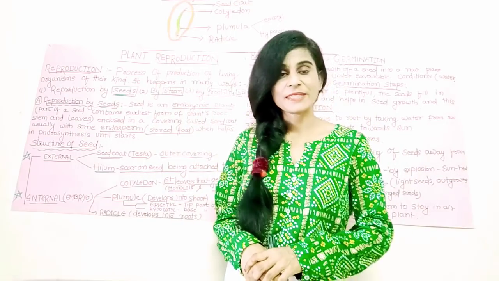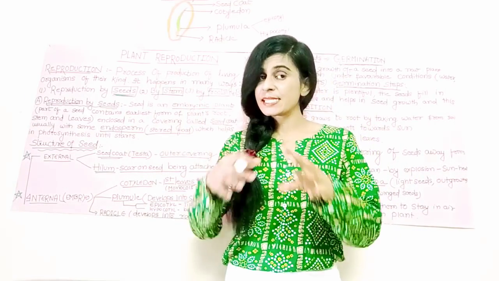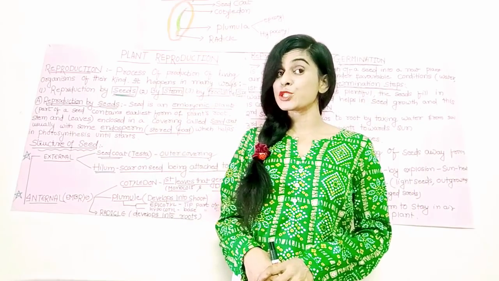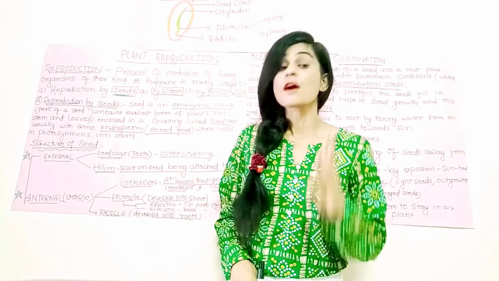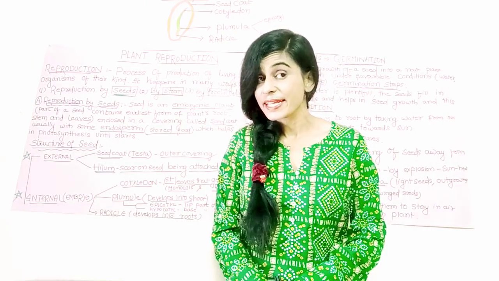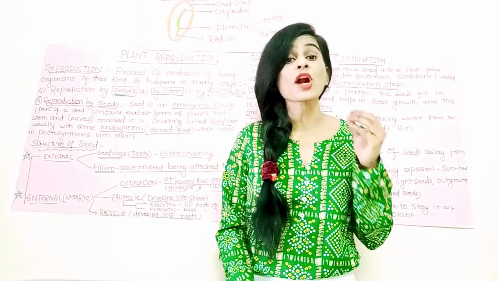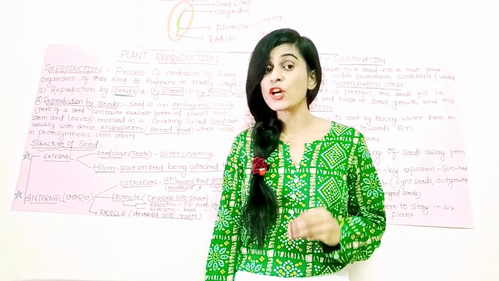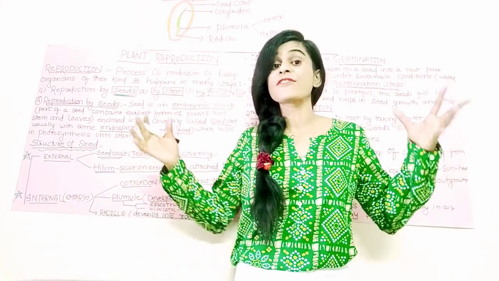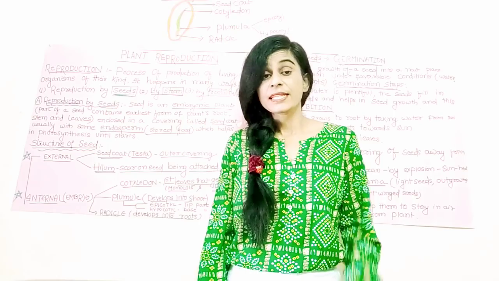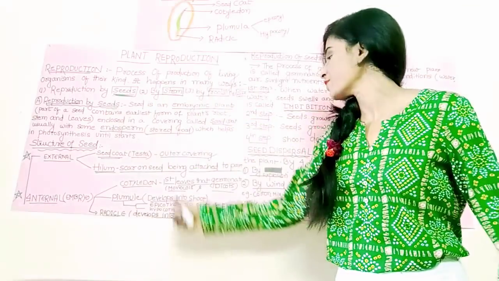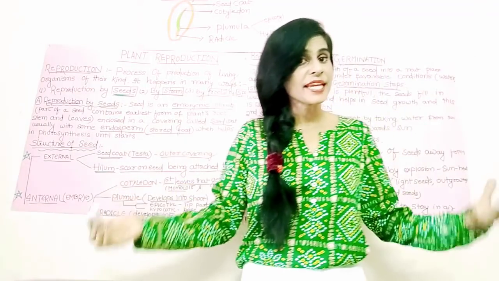The internal structure of the seed, which we call the embryo, is divided into three main parts. What are those three main parts, children? The first one is your cotyledons. What are cotyledons? The first leaves that will germinate. These are the first leaf which will turn into a big leaf.